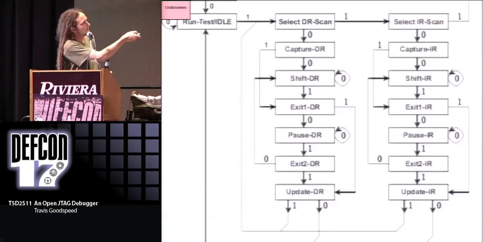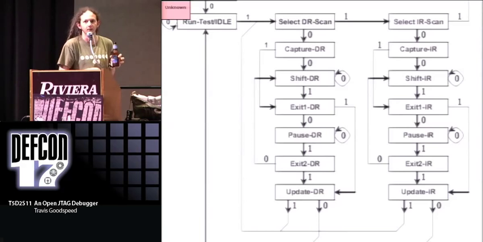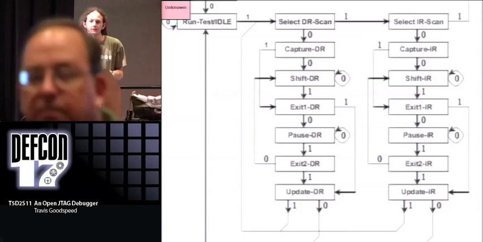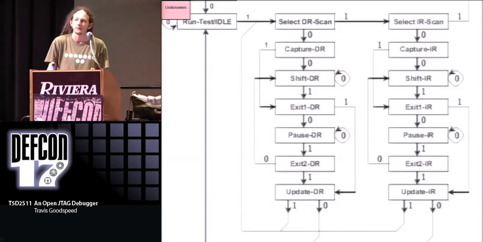So from here, if on the first edge TMS is high, you'll move into the select data register state. Then you can set it either high to move into the select instruction register state or low to fall down into the capture data register state. And this is arranged so that you can actually navigate back to the run test idle state from anywhere, not knowing where you are. So if you were to fall into a random state, you can move back to the beginning. This isn't terribly relevant on a modern JTAG device because very few clock edges are missed.